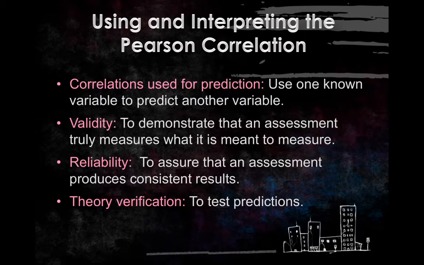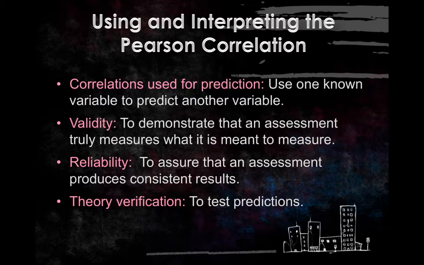Okay. Why we use correlation research, right? Prediction. Now, while again, it's not causing anything, most humans act in a very predictable manner, right? So we can use one known variable to help us predict another variable. Now, sometimes is this off?